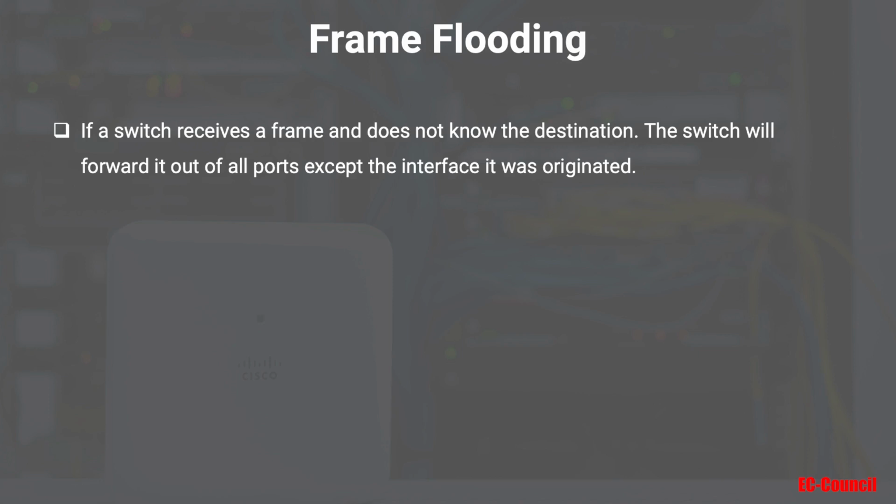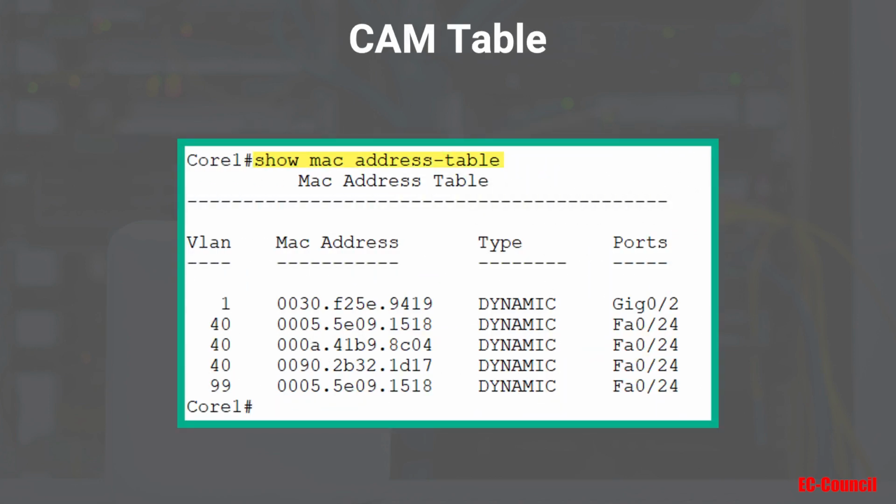To view the contents of the CAM table, you can simply use the show mac address-table command on a Cisco switch and it will present the results for you. In one column we have the VLAN, in another we have the MAC address, we have the type, and we have the port. So let's take a look at the second entry.